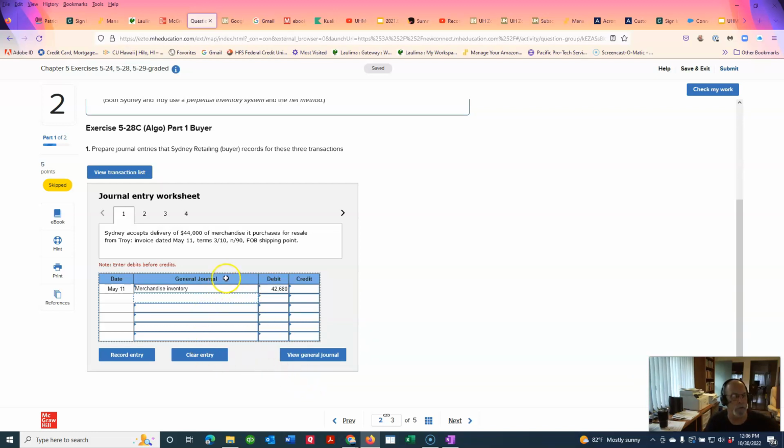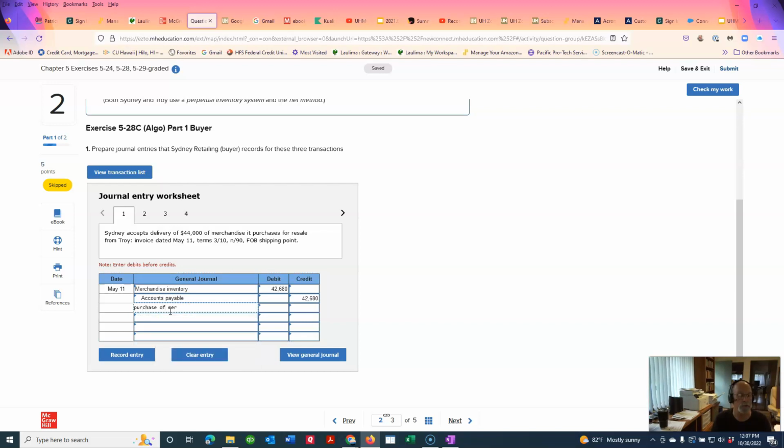Now the buyer is purchasing on credit. Since terms are 3/10, net 90, that signifies a credit purchase. So our credit account is going to be accounts payable. It's amounts owed by the business. And just as for the debit to merchandise inventory, we also credit accounts payable for 42,680.